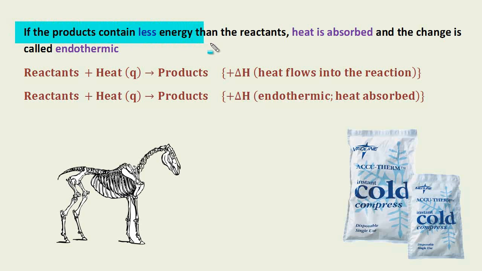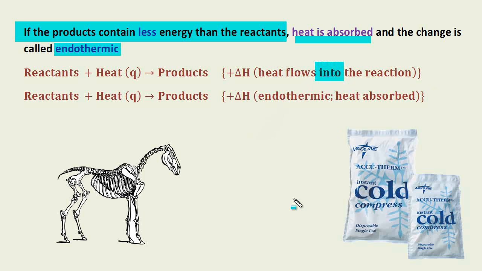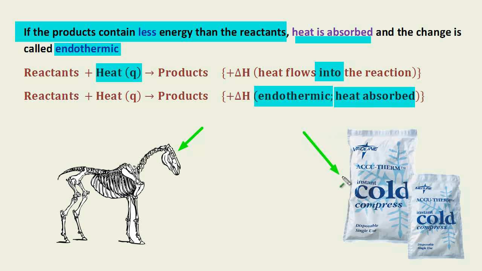If the products contain less energy than the reactants, heat is absorbed, and the change is called endothermic. Endothermic means into, and it's best remembered using this endoskeleton of a horse, which means the skeleton is on the inside, and that just means right here that heat is on the left, as we discussed, and it's just called endothermic, which means heat is absorbed. And an excellent example of this are these cold packs right here. When the chemical reaction occurs, it absorbs heat.